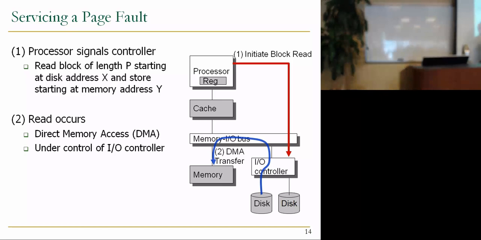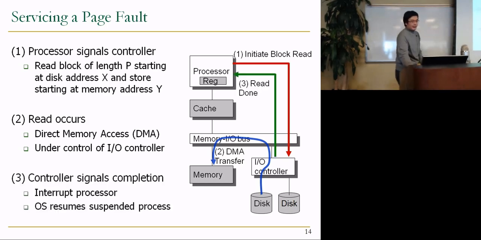And this data from the disk would be transferred from the I/O controller into the memory I/O bus, and then from the memory I/O bus into the memory through direct memory access. What I mean by direct memory access is you don't have to go through the processor to access the memory. And this is under the control of the I/O controller. So in this particular process, in some sense, you copy the data from disk and move it into memory so that it can be used from memory. And then after you're done copying the data from disk into the memory, the I/O controller signals completion, saying, oh, I'm done. And then it interrupts the processor, and then the OS can resume the process as if it was suspended because of this page fault.